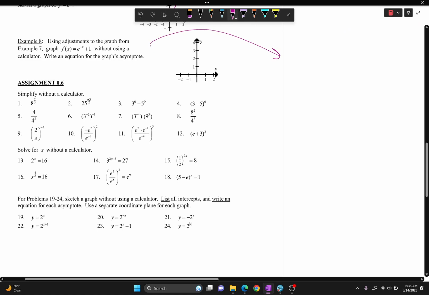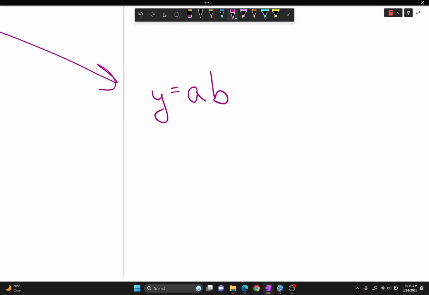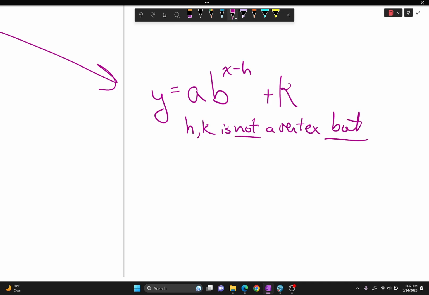So I'm going to say that I could write an exponential function like this. I know he says a is the base, and I'm sorry, but I'm used to having b be the base. And I say this is my exponent, and then what if I did something to that exponent? And right here, what if I did something to the whole thing at the end? Do you recognize the h and k? H and k are not vertices here, okay? But the same translations apply.